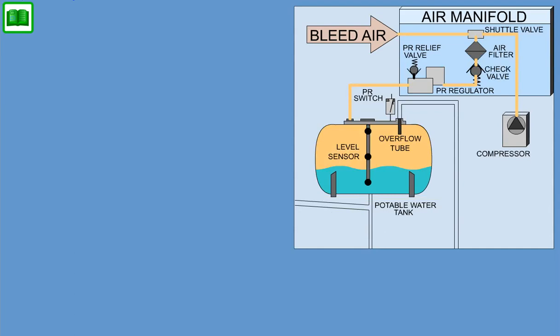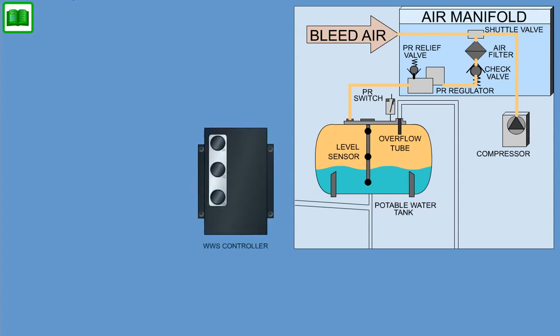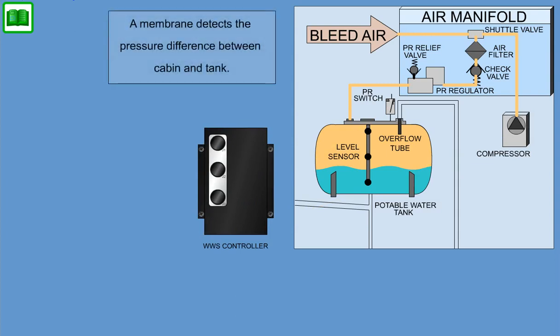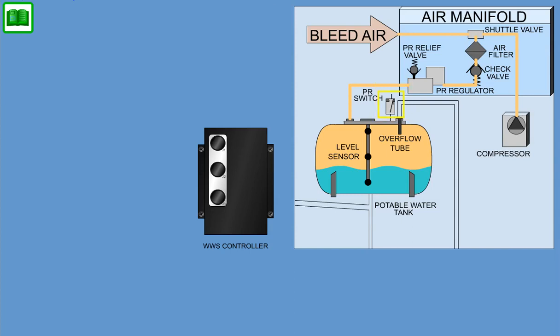The pressure switch is located on top of the water tank in a threaded mounting boss on the tank cap. The switch detects insufficient pressure inside the tank and signals the WWSC to turn the air compressor on. The pressure switch has a membrane to detect the pressure difference between cabin and tank. Upon switch contact closure, a ground signal is sent to the waste and water system controller.